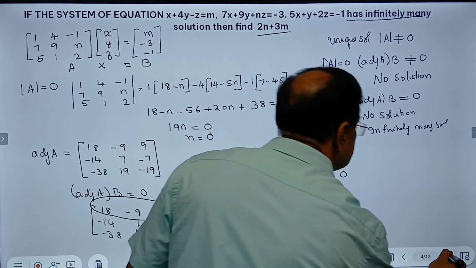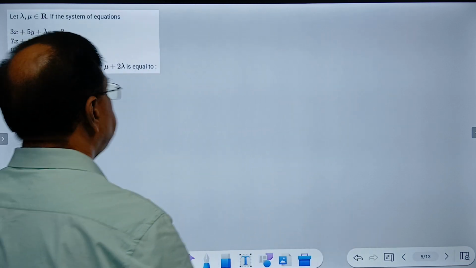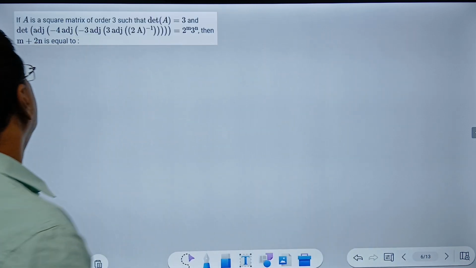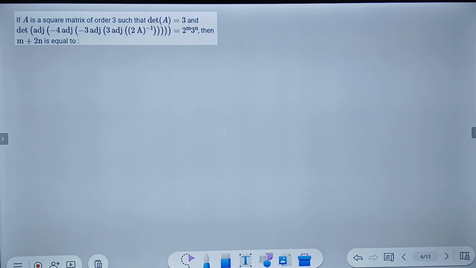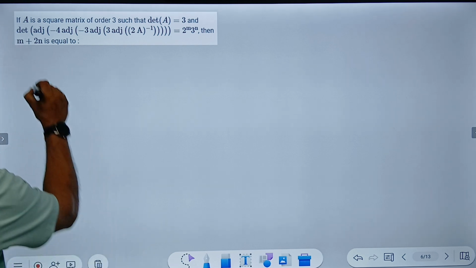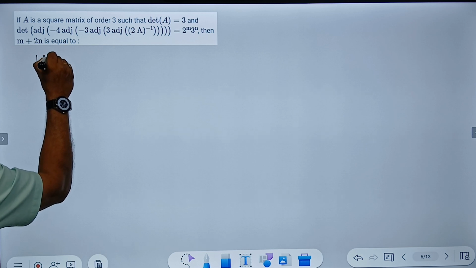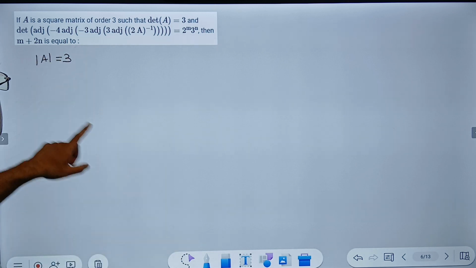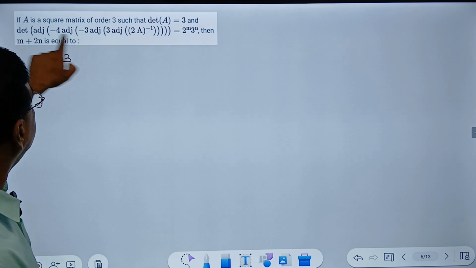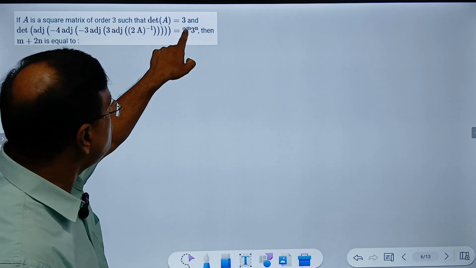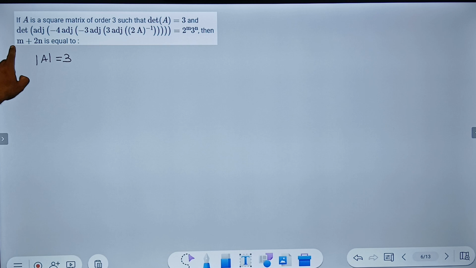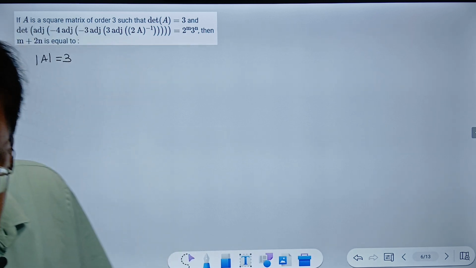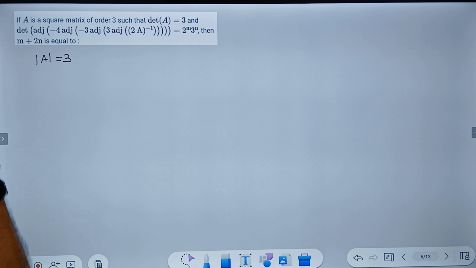Now let's go to the next question. We'll go to the third question. This is a question. A is a square matrix of order 3 and determinant of A is given as 3. Now he wants me to find the determinant value, which is given as 2 power m into 3 power n. I want to find what m and n are. Let us see how to go about it.